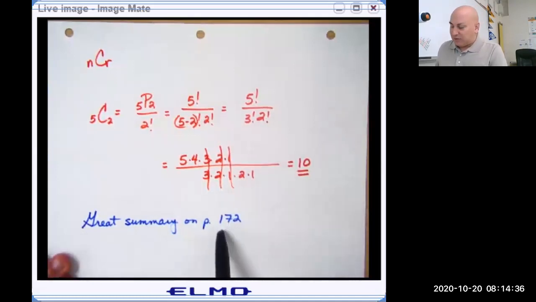In our current textbook, there's a great summary of combinations and permutations on page 172. I encourage you to read that.